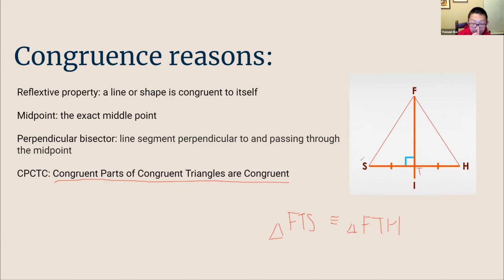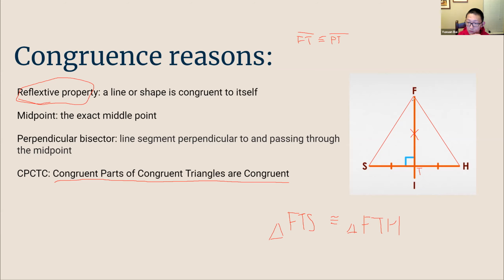Why? We learned this earlier. Look right here. The reflexive property means that a line is congruent to itself. FT is congruent to itself. You can mark that by drawing an X, two diagonal tick marks, over the line segment that's congruent to itself. FT is congruent to itself.